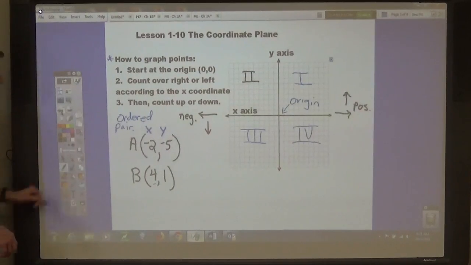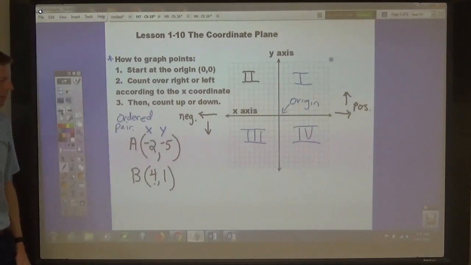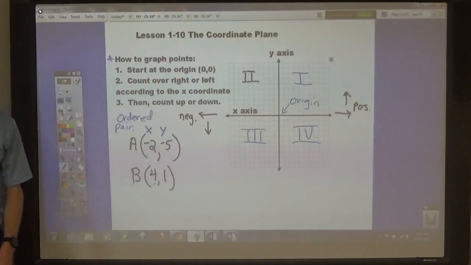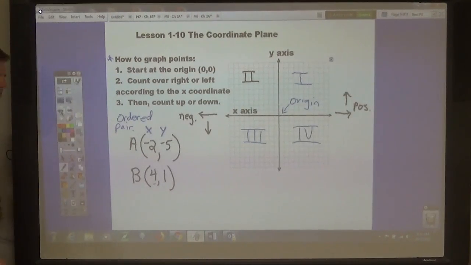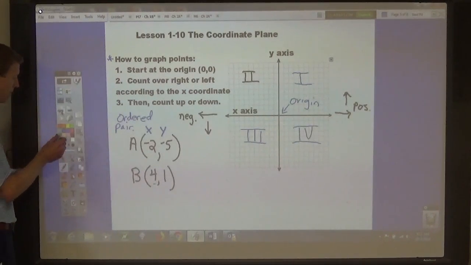So, if we were to graph this point, point A, find my pen. I don't know where it went. Let's use this one. Point A.